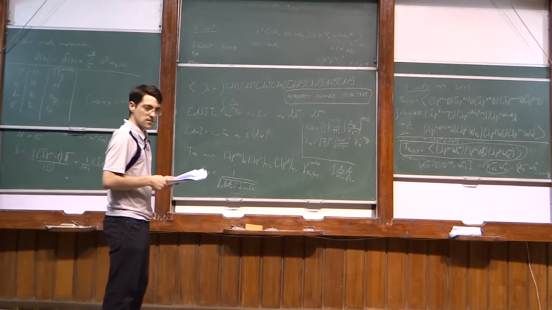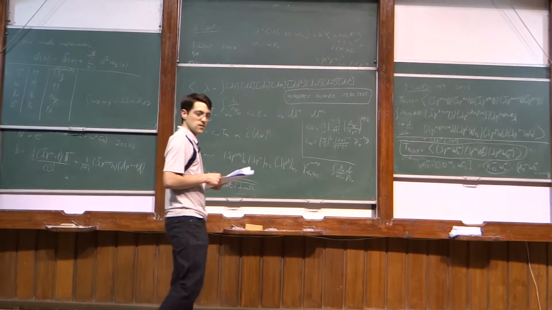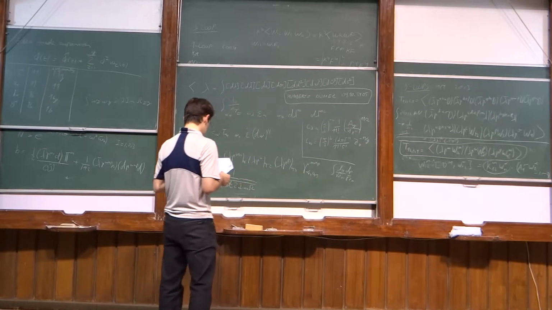So what is the relation between lambda 0 and the area of the Riemann surface? I didn't quite understand. The area of the Riemann surface and lambda 0. Yeah, okay.